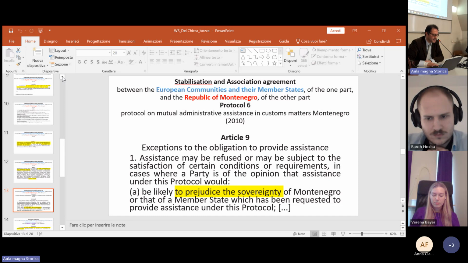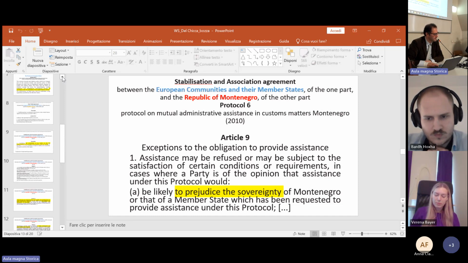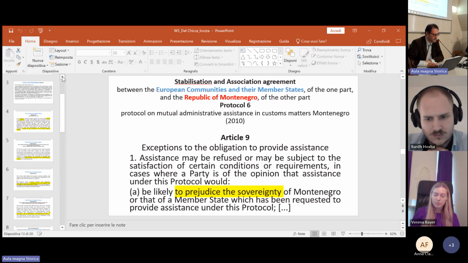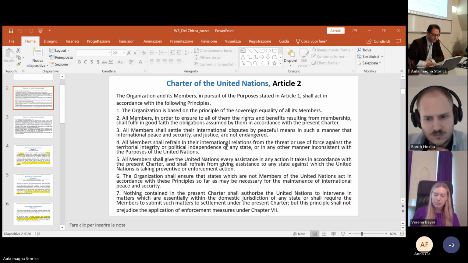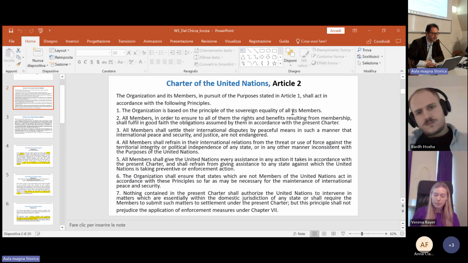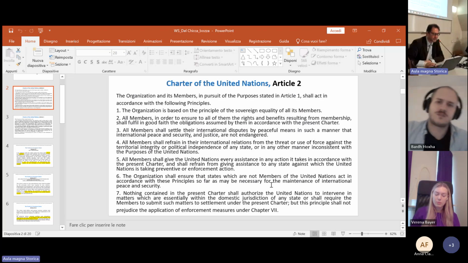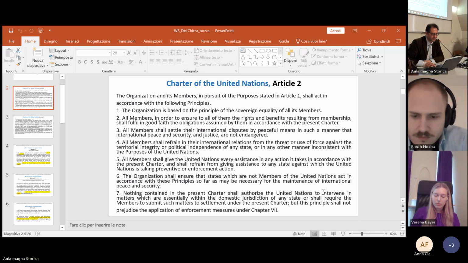You remember, the sovereignty of states is one of the principles of the Charter of the United Nations. You remember? The organization is based on the principle of the sovereign equality of all its members, for example. And nothing contained in the present Charter shall authorize the United Nations to intervene in matters which are essentially within the domestic jurisdiction of any state. And so on and so on. Okay.